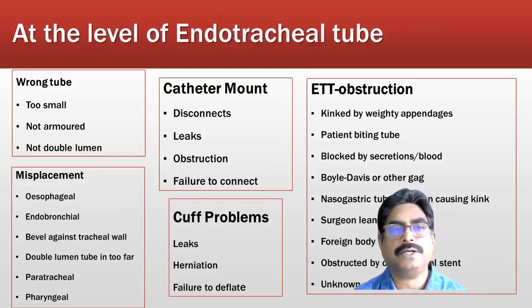So at the level of the endotracheal tube, there are many causes. The wrong tube, it may be a small tube or not armored tube, or not double lumen tube. We use a single lumen tube in case of one lung ventilation. Misplacement: esophageal intubation, endobronchial intubation, bevel against tracheal wall, double lumen tube that is too far inside the trachea into the bronchus, paratracheal or pharyngeal.